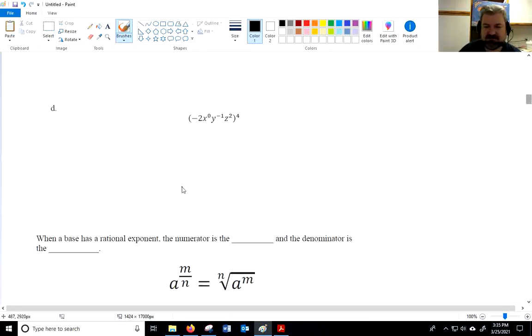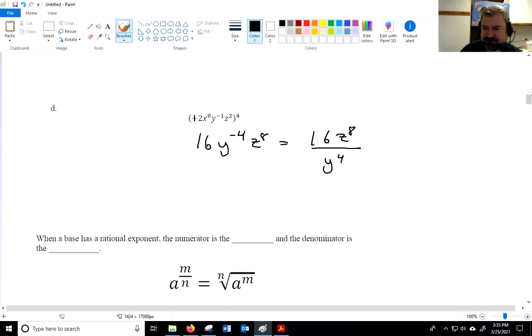All right, let's take a look at the next one. Negative 2 to the 4th. It's a negative number inside an even power, so you can just immediately say that's going to become positive. 2 to the 4th is 16. Anything to the 0 power is 1, so 1 times anything is itself, so the x is going to go away. Y to the negative 4th, z to the 8th, and we'll just move the y's down now.